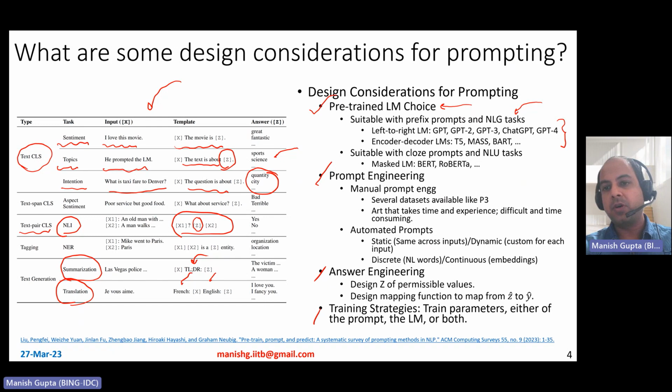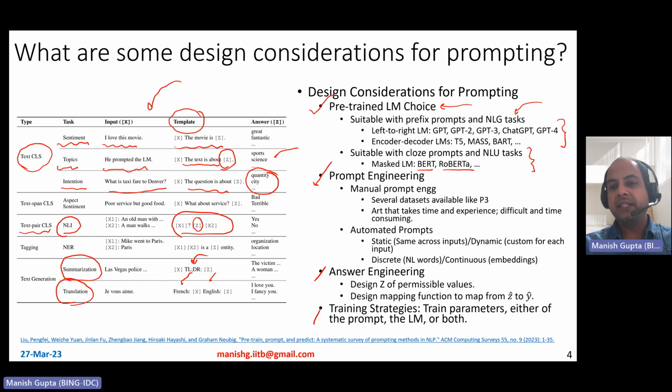Transformer decoder based models include GPT, GPT-2, GPT-3, GPT-4, ChatGPT, while encoder-decoder language models include T5, MASS, and BART for English. If you want to do NLU tasks, then closed prompts are more suitable, and therefore language models like BERT and RoBERTa are more suitable. The other choice you have to make is about prompt engineering: how do you create the prompt and use the right prompt template?